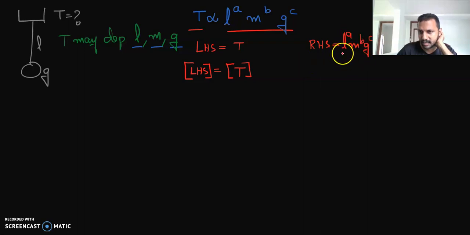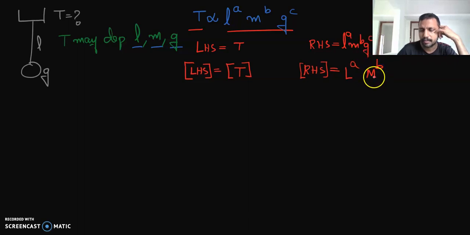What's L? L is length, M is mass, G is acceleration due to gravity. What's acceleration due to gravity? It's acceleration itself. Therefore, let us find out the dimensional formula of the RHS. What's the dimensional formula of length? It is L. Therefore, capital L raised to A. What's the dimensional formula of mass? It is capital M, therefore raised to B.